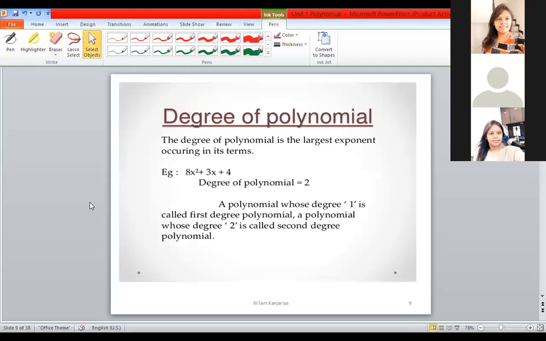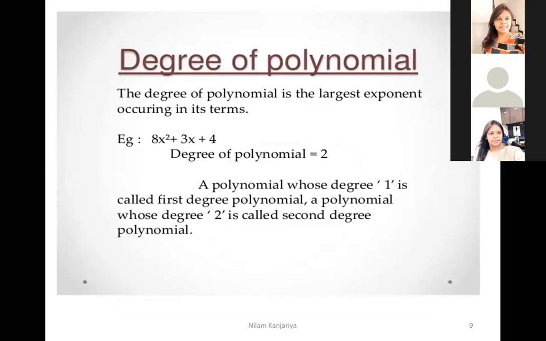The second most beautiful definition is the degree of the polynomial. If you are asked what the degree of a polynomial is, you just pick any polynomial, and the highest power of the given variable is known as the degree. If you are given a polynomial, look at which power of the variable is the highest, and that power is called the degree.